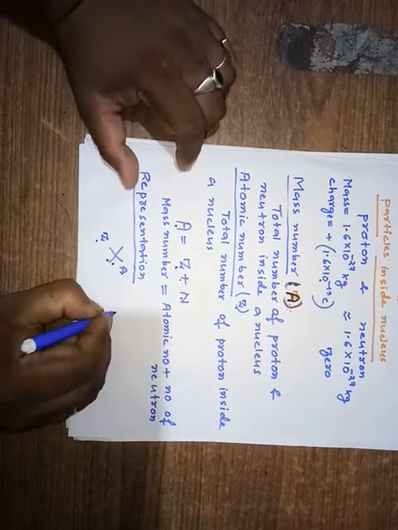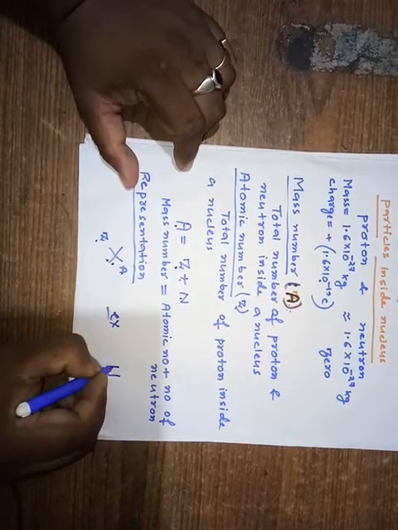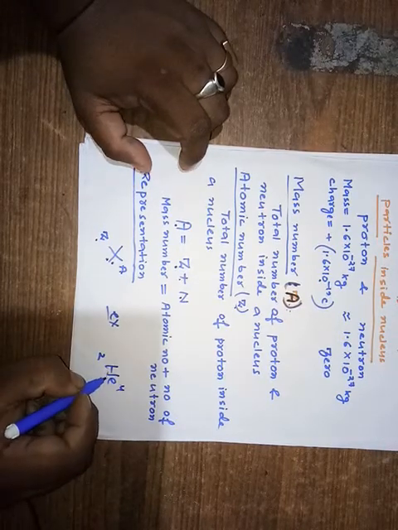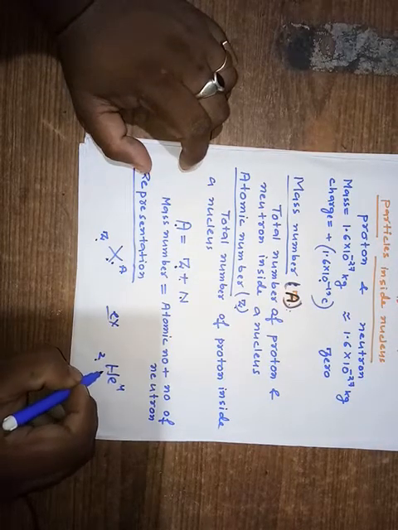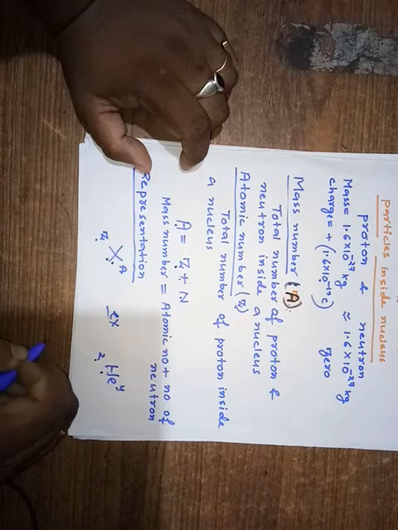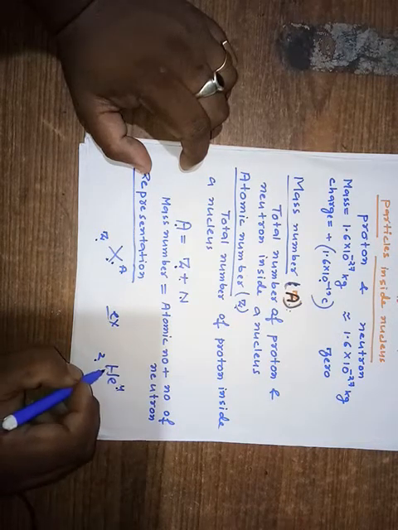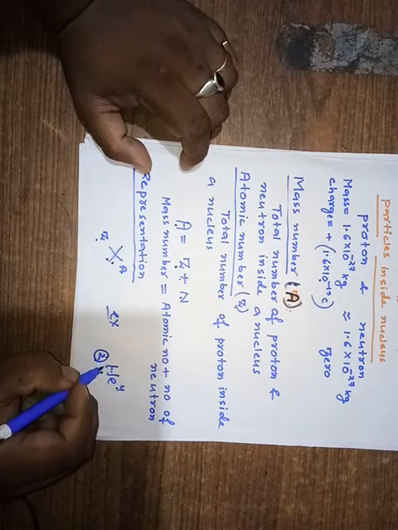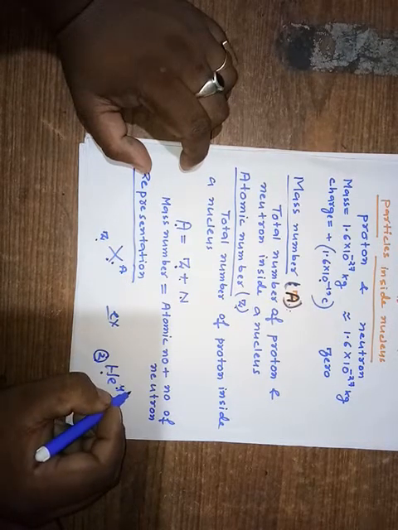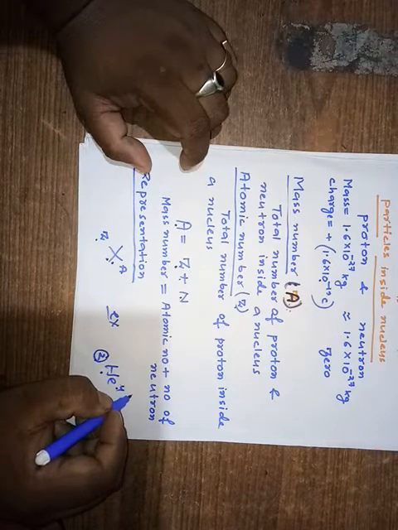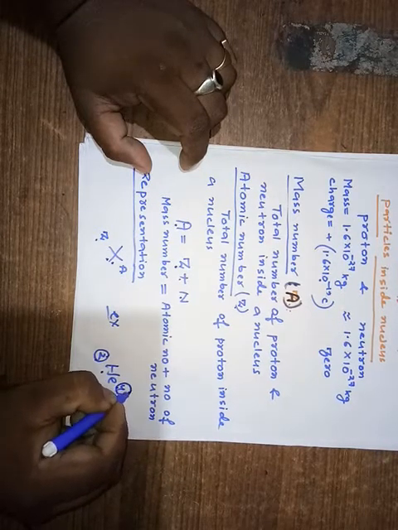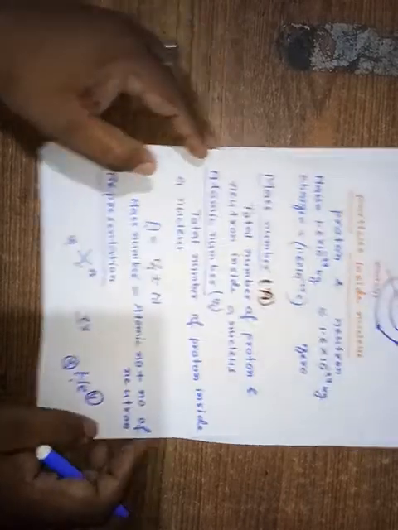For example, helium with atomic number 2 and mass number 4. What does it mean? It means 2 is the atomic number of helium and 4 is the mass number of helium. That means the helium nucleus contains 2 protons, and the helium nucleus contains how many nucleons? That means how many protons and neutrons overall? That is 4. Is it okay?